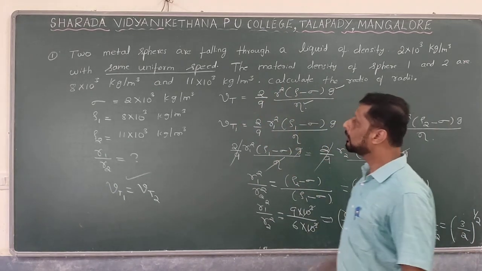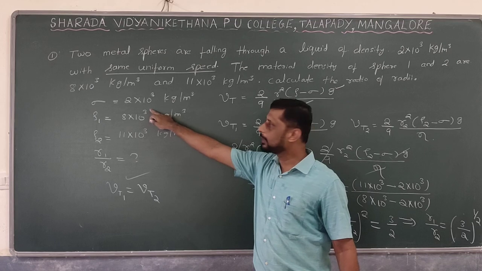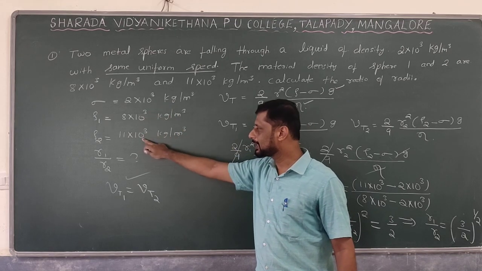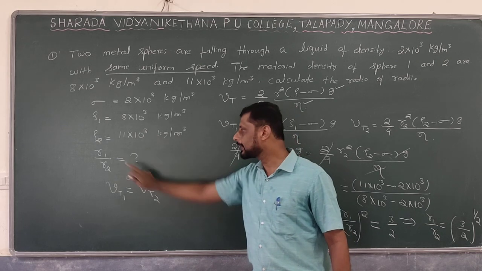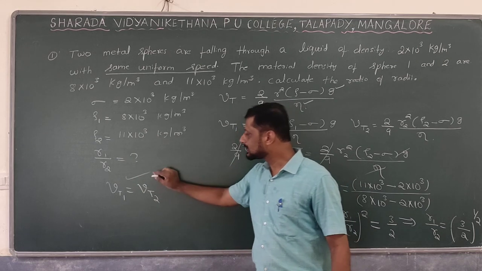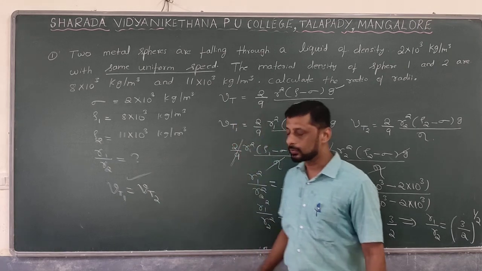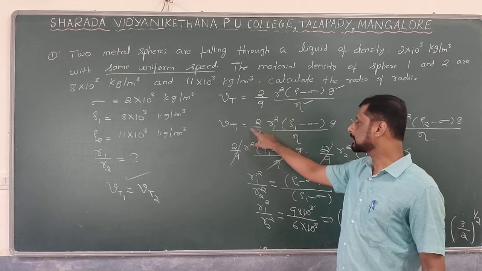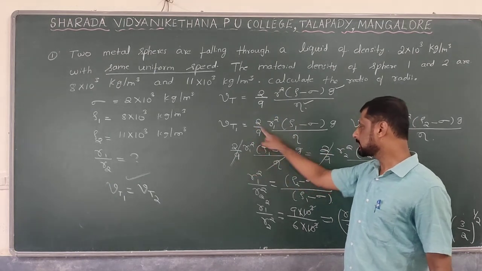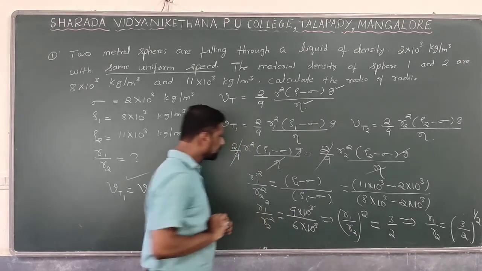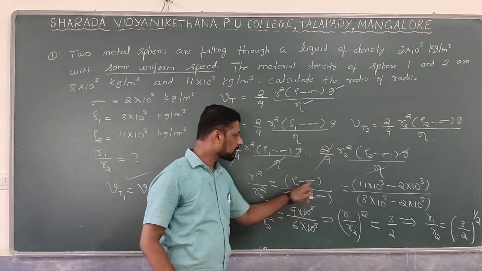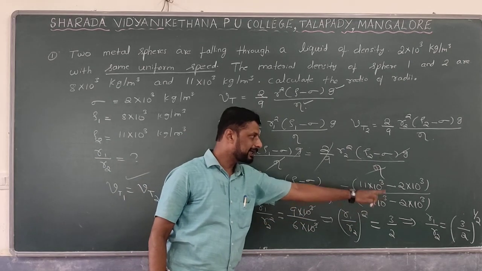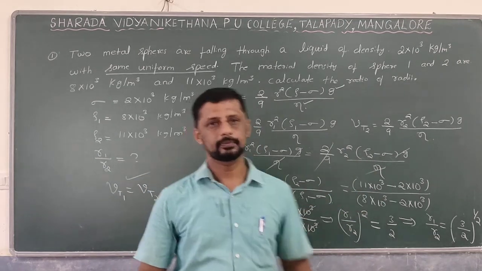I will repeat once again. First write the given values: sigma, the density of the liquid given, and the density of the two metal spheres, rho 1 and rho 2, are given. You are asked to calculate the ratio of R1 by R2. In the problem itself, we are given Vt1 is equal to Vt2. Next, write the formula for Vt, that means terminal velocity for the two spheres. Equate the two equations, similar terms get cancelled. Then substitute the values of rho 1, rho 2 as well as sigma. Simplify, then you get the answer as 3 by 2 whole to the power of 1 by 2.